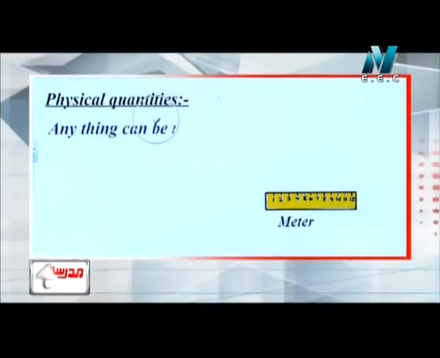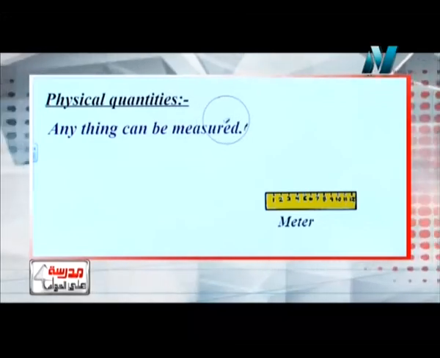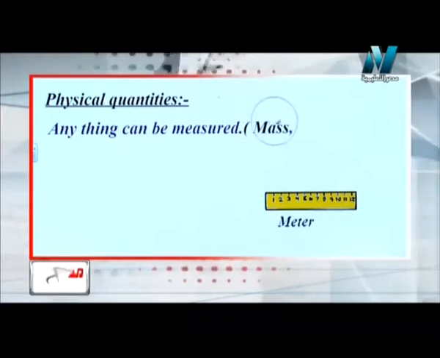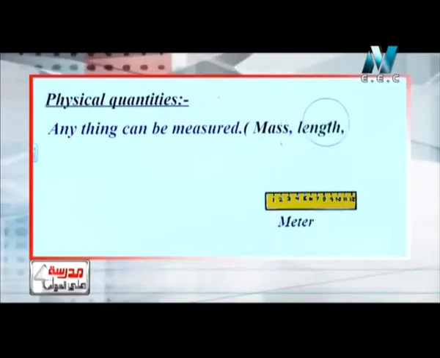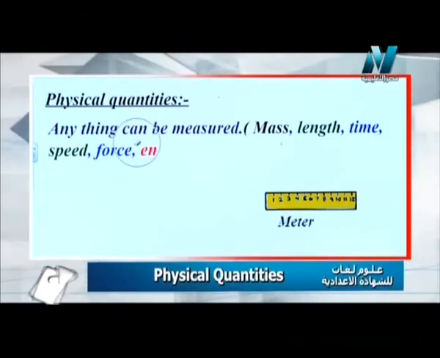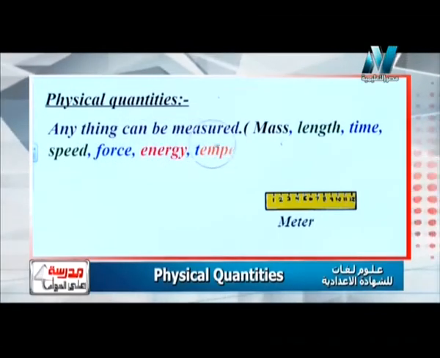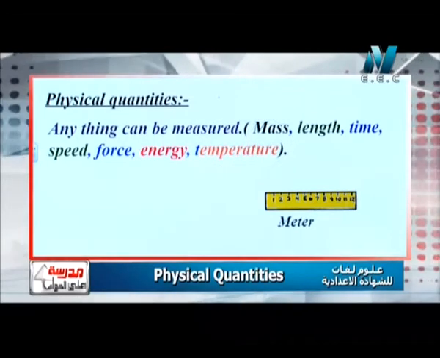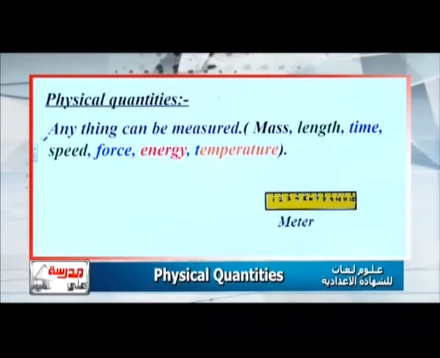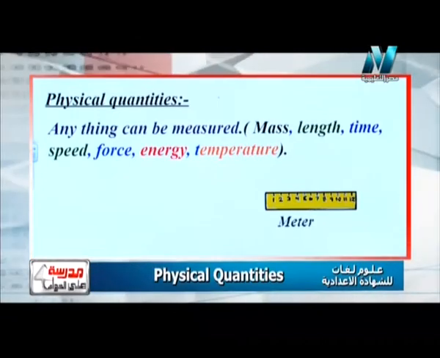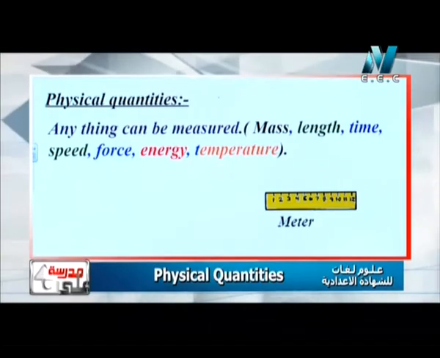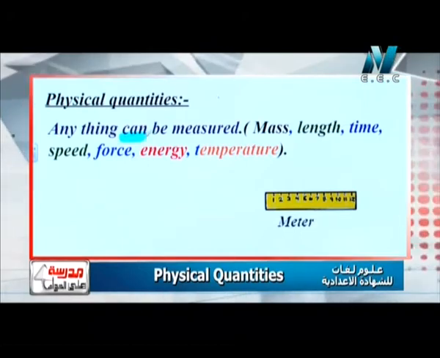Anything that has or can be measured, أي حاجة أقدر أقيسها أو أوزنها, is called physical quantities, such as mass كتلة, length الطول, time الوقت, speed السرعة, force القوة, energy الطاقة, temperature درجة الحرارة. All these things are called physical quantities. Why are these things called physical quantities? Because they can be measured.